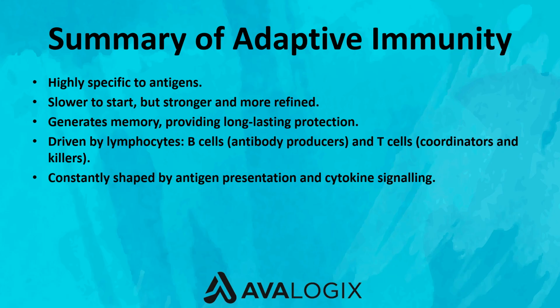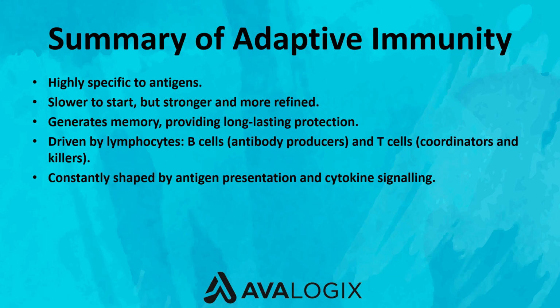Dendritic cells from the innate system present antigens. Cytokines from innate cells help shape the direction of adaptive responses. So even though adaptive immunity is highly specialized, it's not self-sufficient. It needs that innate wake-up call to get going. Here's the summary in a nutshell.